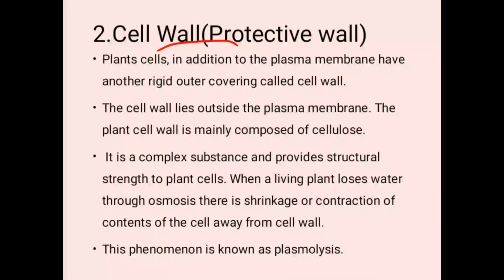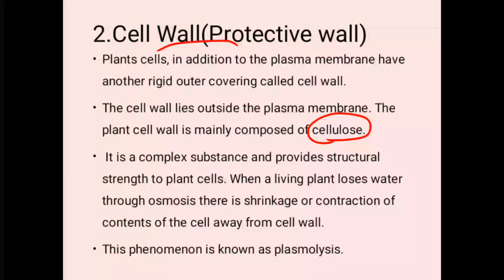Yeah, the second one is the cell wall. Above the cell membrane, that is the outer part of the cell membrane, mostly the plant cell only has one more covering, that is called the cell wall. It is a protective wall. It is so strong. It is rigid in nature. It is mostly composed of cellulose. It is a complex substance.